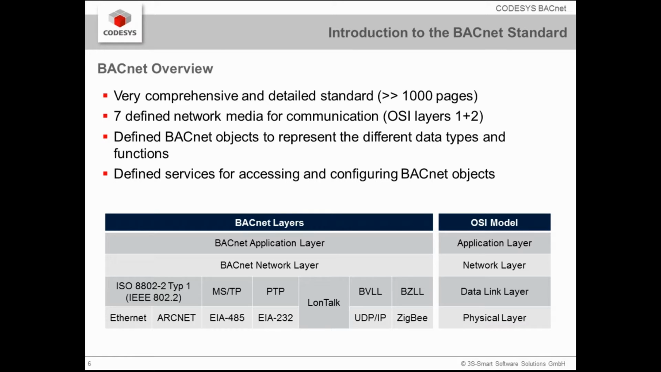So you have the BACnet application layer related to the OSI model application layer, the BACnet network layer also related to the OSI network layer, and in the data link and physical layer, you have the 7 defined network media. And what is mainly used is the BACnet IP standard, and this is also the standard which is integrated in the product CODESYS BACnet.